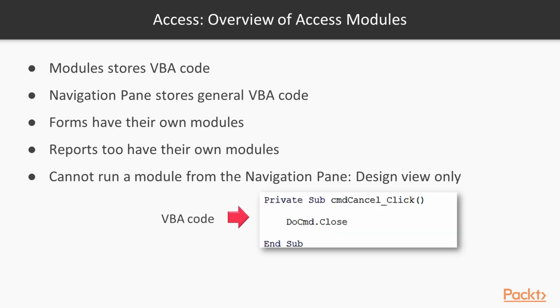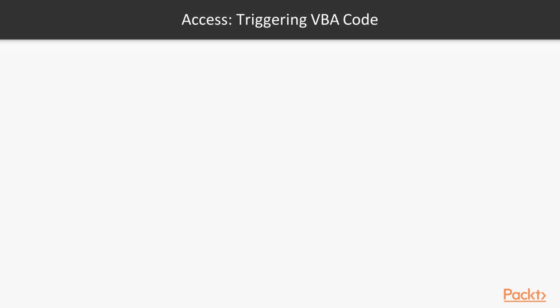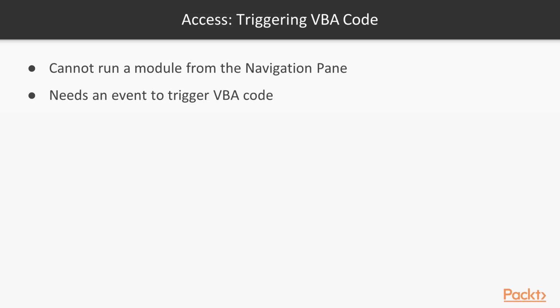A piece of VBA code looks like this. A very basic example, but it's written in a text editor, in some sort of English literacy form. So a module is really just a text editor screen with tools to build your code. Triggering VBA code will require some assistance, as it's not an Access object we've been used to so far. As already mentioned, you cannot run a module from the navigation pane, only gain access to the design of a module. It needs an event to trigger any VBA code from the modules.